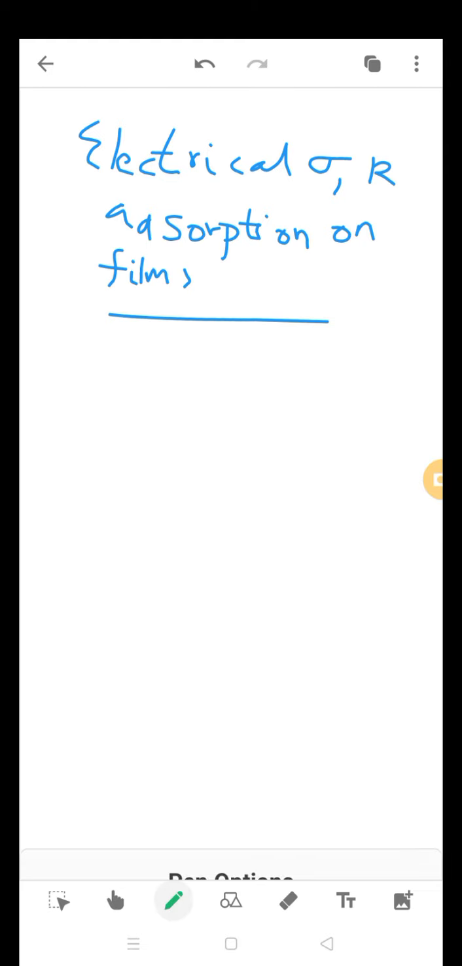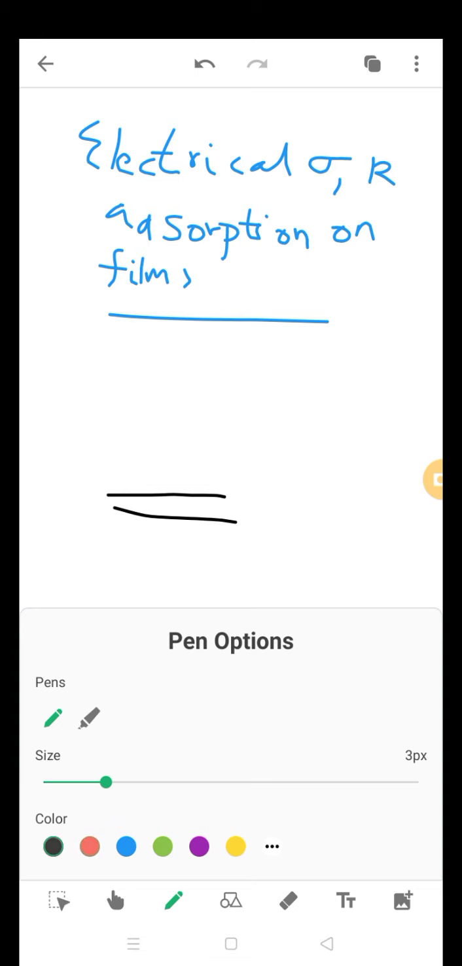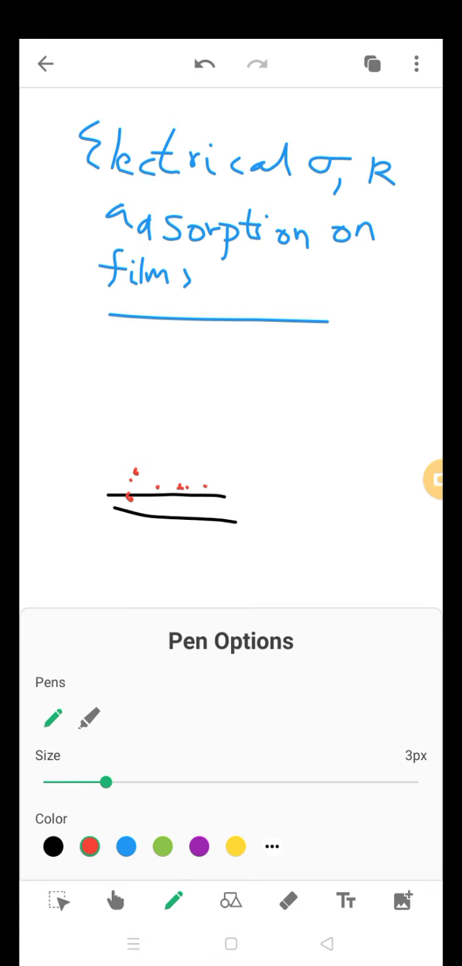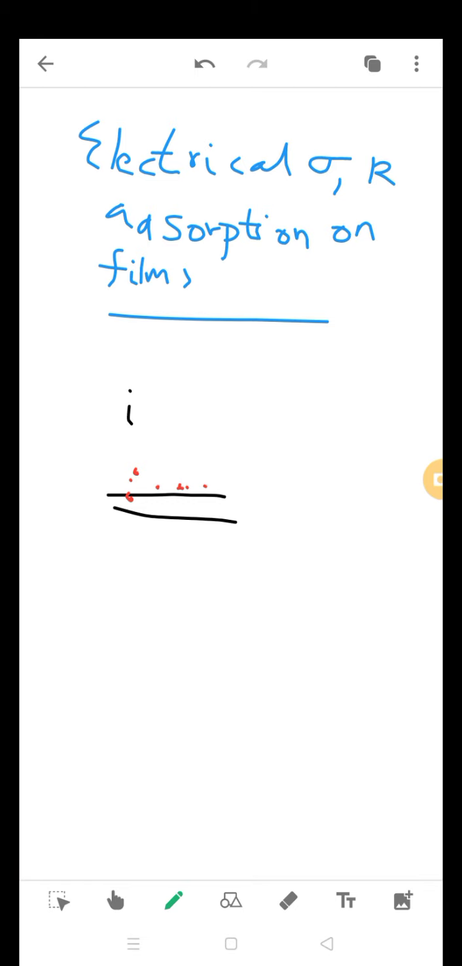Now if we have a film like this, it can be a metal film. Let's take it as a metal film, and in this metal film we make some impurities get adsorbed on the surface. So let's call them impurities.